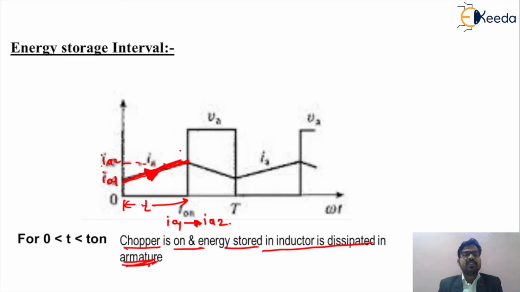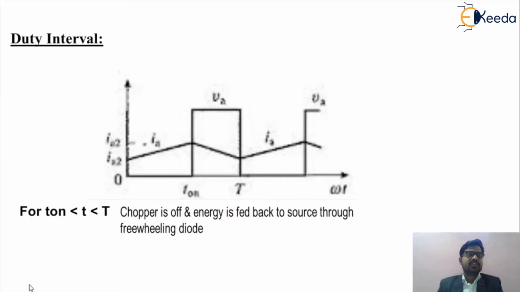Now we are moving towards the next interval of your regenerative braking control operation, and that is called the duty interval. So what will happen in a duty interval? The name itself indicates the output of your regenerative braking will take place. As we have seen, this is the value of the armature current ia1, this is the armature current ia2. And now we are understanding the interval that is t on to t.